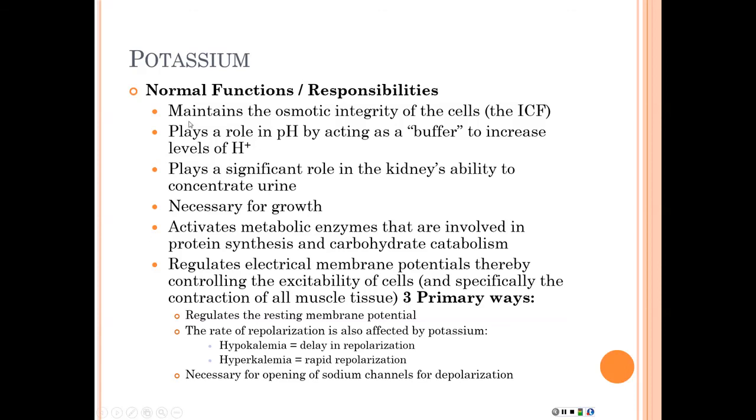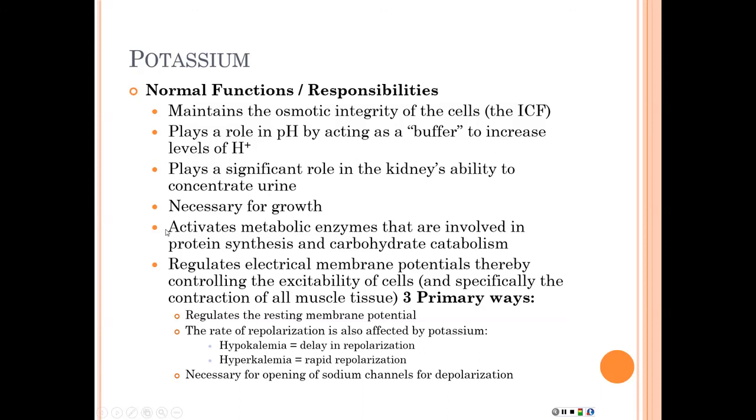Normal functions of potassium. Notice this whole page is filled with the normal functions of potassium. Hugely important. Maintains the osmotic integrity of the cells. It's the ion inside the cell. Remember, sodium's outside, potassium's in. It's a buffer in terms of maintaining pH. This is really important. It plays a significant role in the kidney's ability to concentrate urine. If you are lacking potassium, your urine will be dilute and you'll lose fluid.